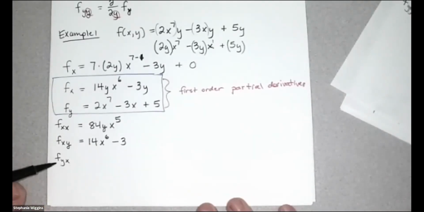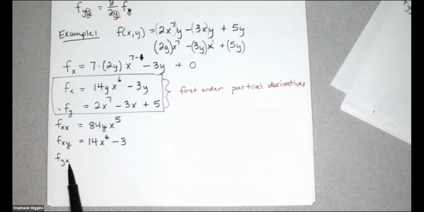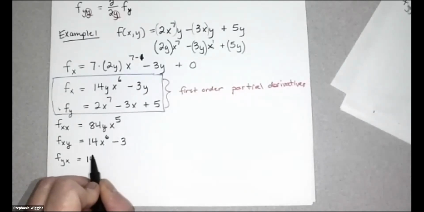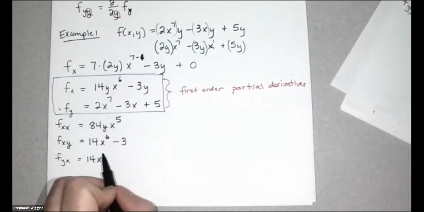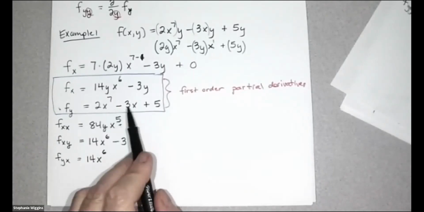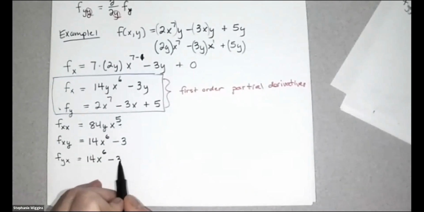Now I'm differentiating this partial derivative with respect to x. So this tells me which one I'm differentiating with respect to. So I'm differentiating with respect to x for this function. And so I take 7 times 2, that's going to be 14x, subtract 1, that's going to be 6. Here the derivative of negative 3x is just negative 3. And then the derivative of 5 is 0.